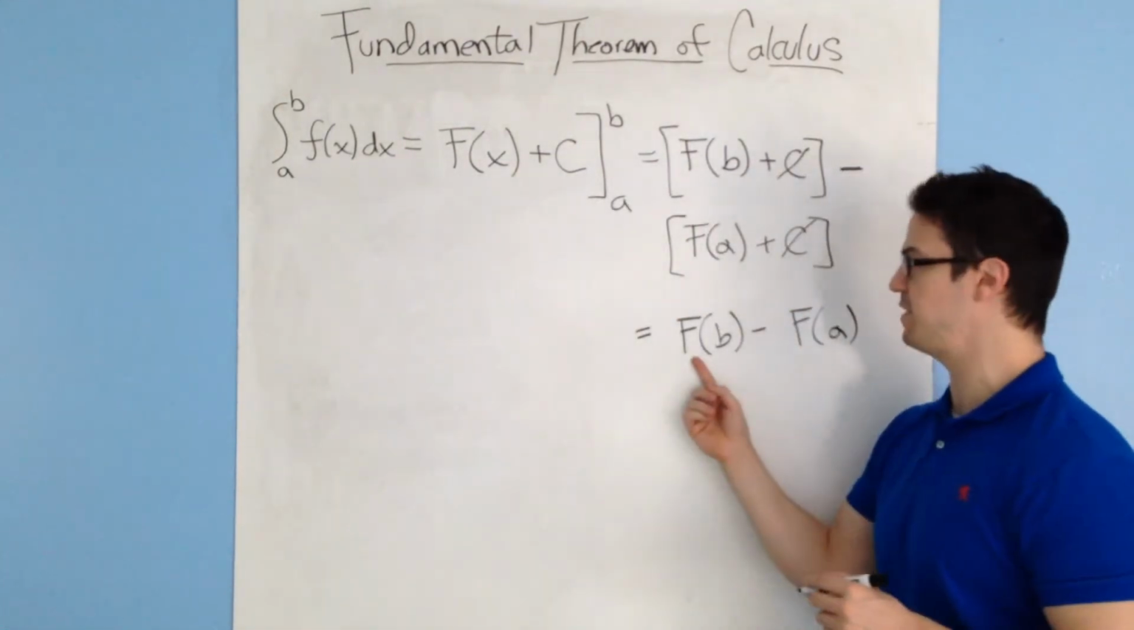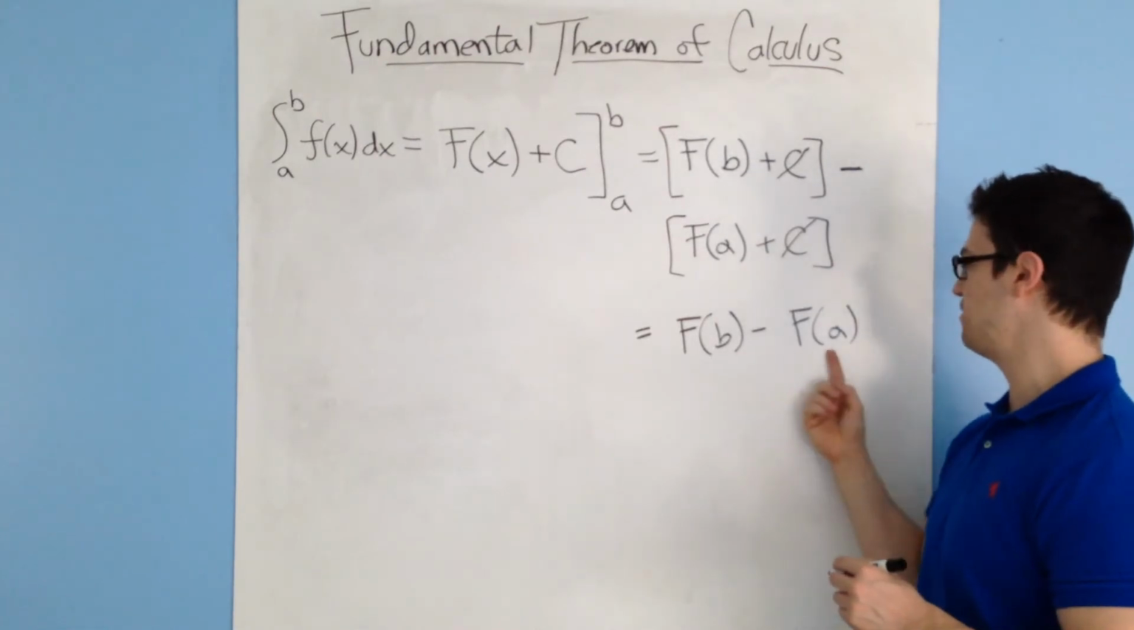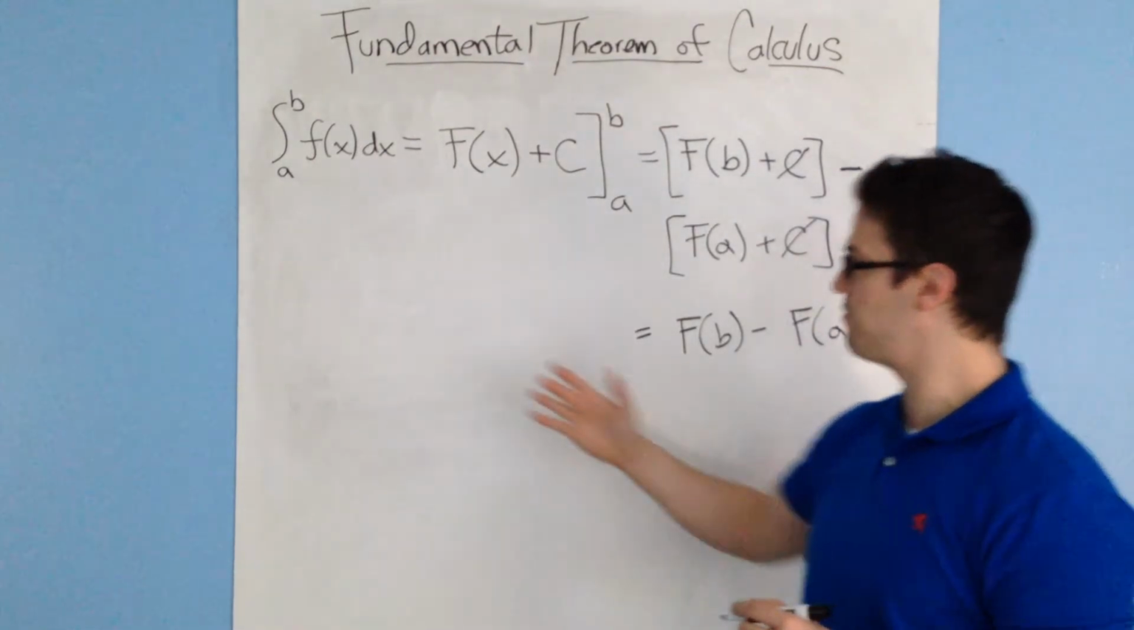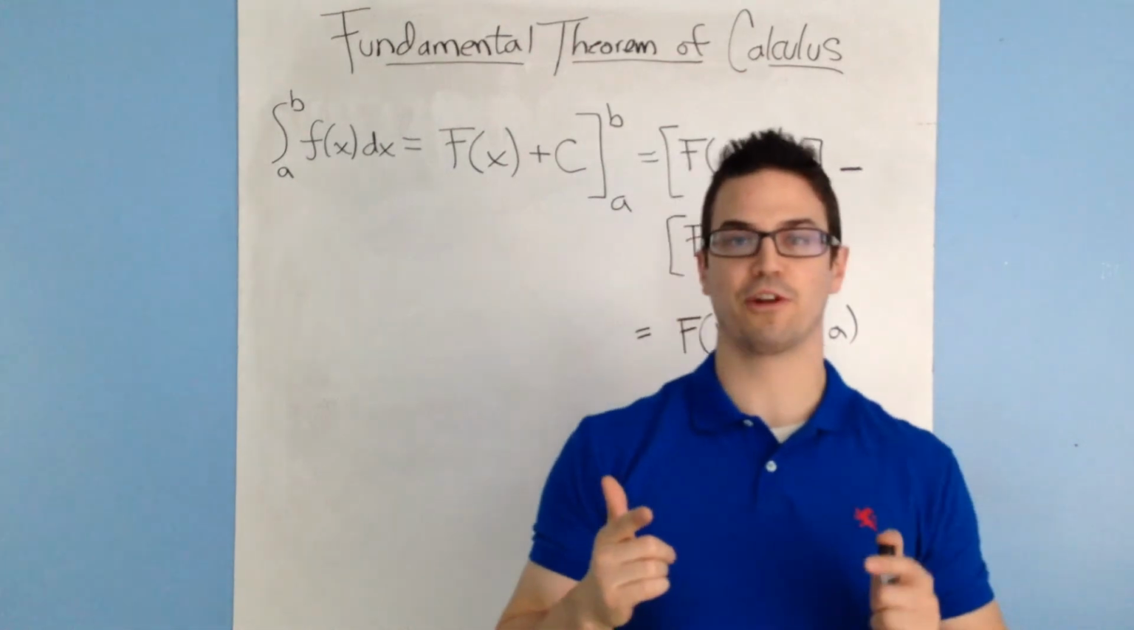You would just take the antiderivative at one endpoint minus the antiderivative at the other endpoint, subtract those off, and you have this solved. So that's the fundamental theorem of calculus.